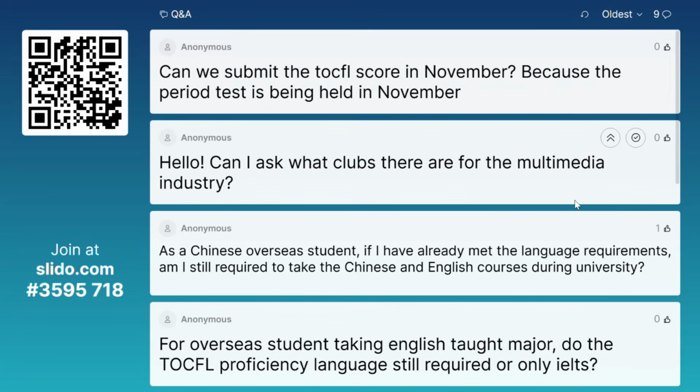Can we submit the TOEFL score in November, because the test is being held in November? Yeah, you can submit it later, but you have to submit your application by the deadline, of course. Then if you get the certificate from the TOEFL exam in November, you will just have to email it to us.